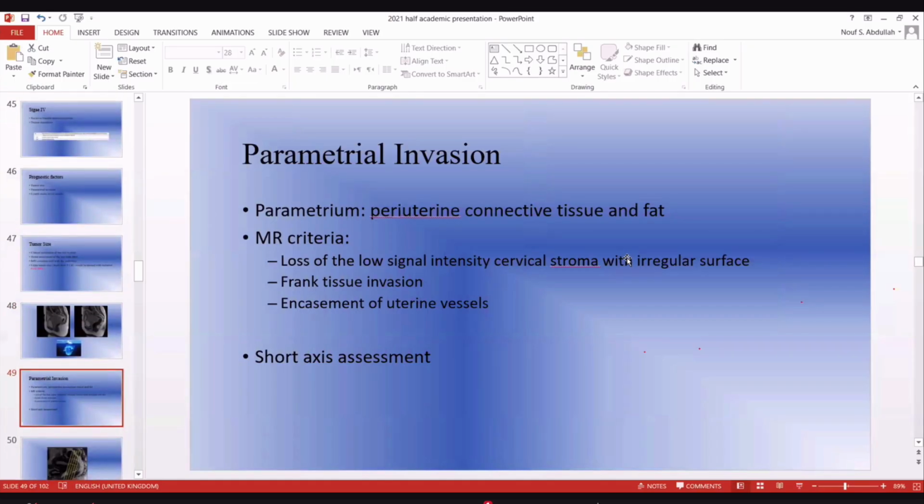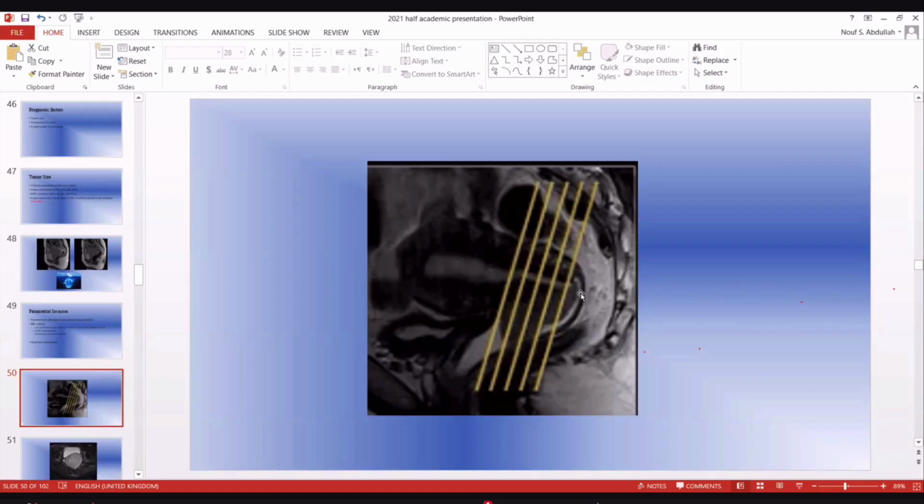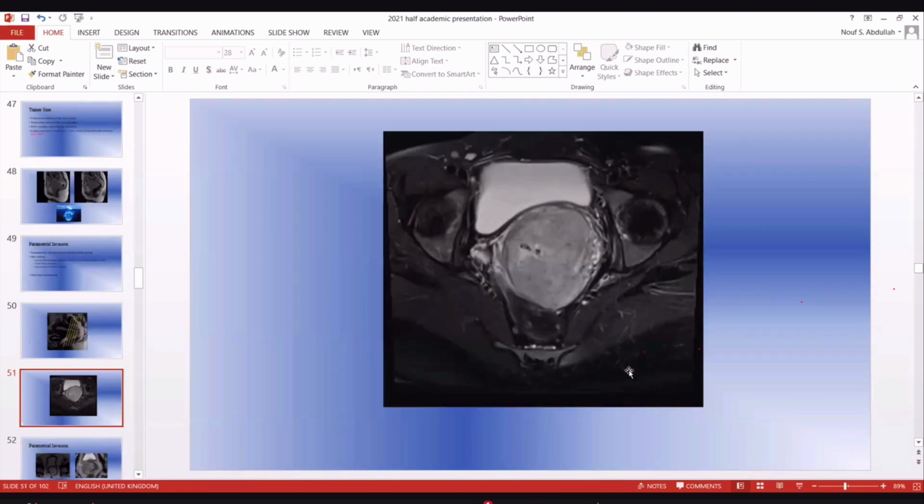Parametrial invasion is another important area that we look for. So look for periuterine connective tissue and the fat. Your criteria is loss of low signal intensity cervical stroma, frank tissue invasion where you see similar tissue seen in the fat, and if you see similar tissue encasing the uterine vessels. Your best sequence for assessment of parametrial invasion is the short axis. So I usually ask the technician whenever I have a case of cervical cancer, I tell them don't forget to take short axis. I don't want short axis of the uterus. I want short axis of the cervix to look for parametrial invasion.